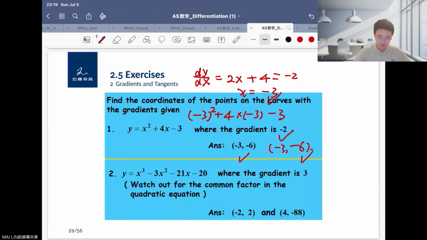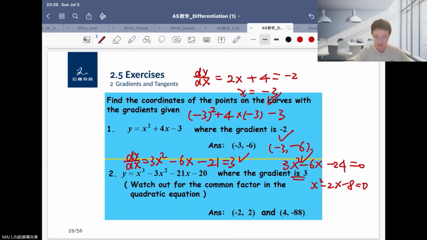And also for the next one, if the gradient equals 3, you first find the differentiation, so dy over dx equals 3x squared minus 6x minus 21. So when the gradient equals 3, we get 3x squared minus 6x minus 24 equals 0, right? So you can divide by 3 on both sides. That gives x squared minus 2x minus 8 equals 0, okay? And you can factorize negative 8 into negative 4 and 2. So it's x minus 4 times x plus 2 equals 0. So x equals 4 or x equals negative 2.